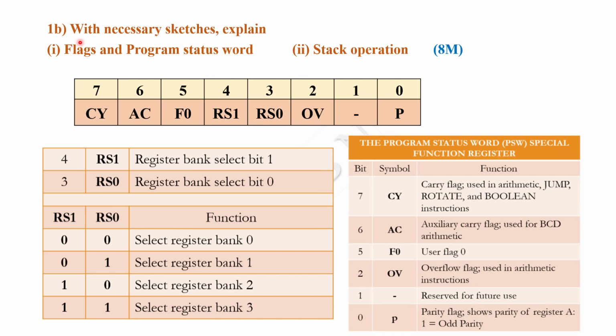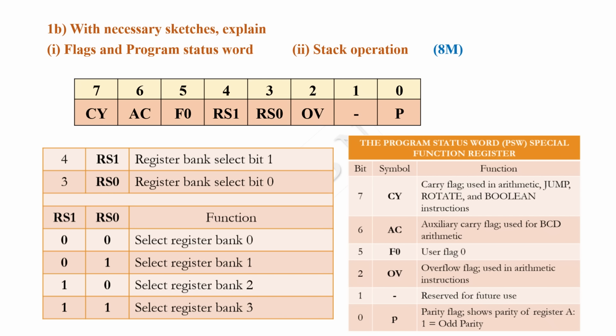Question 1b. With necessary sketches, explain flags and program status word, and second, stack operation, for 8 marks. Let us first start with the flags and program status word. This is the 8-bit representation that you have to write, and then you have to explain what each bit is going to represent. That is given in this particular table. Further, RS0 and RS1 indicate the register bank select, and this is the representation for that. So these things you have to write first.